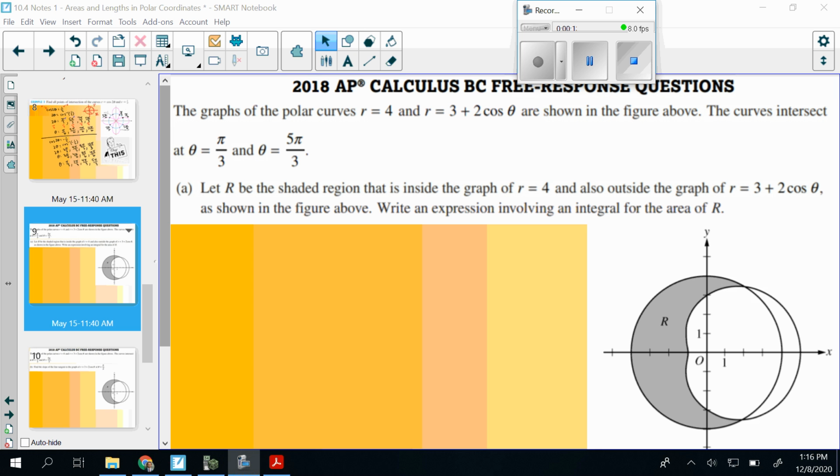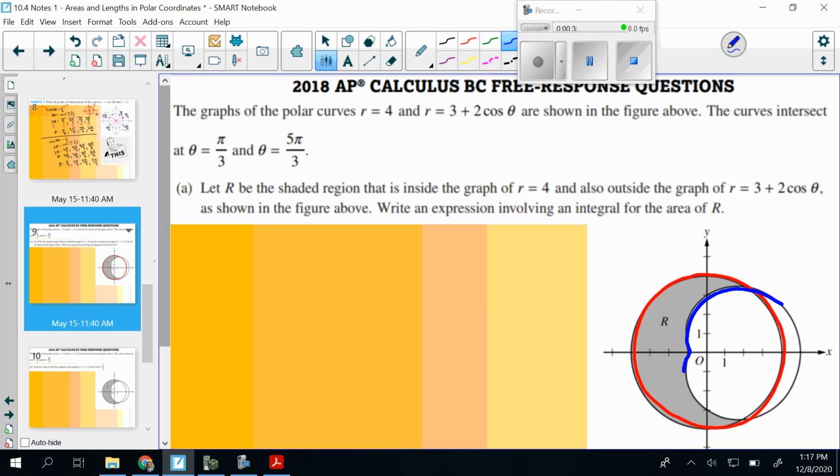So for part A, they said let R be the shaded region you can see down here between the graph of r equals 4, which would be the circle here. We've looked at some of those graphs before in polar where you just graph a number, you're going to get a circle. And outside the other shape here, which looks like one of those cardioids we've seen before, that's the graph of this one. Write an expression for the integral of that shaded region, and they do tell us these intersection points up here, which are helpful.